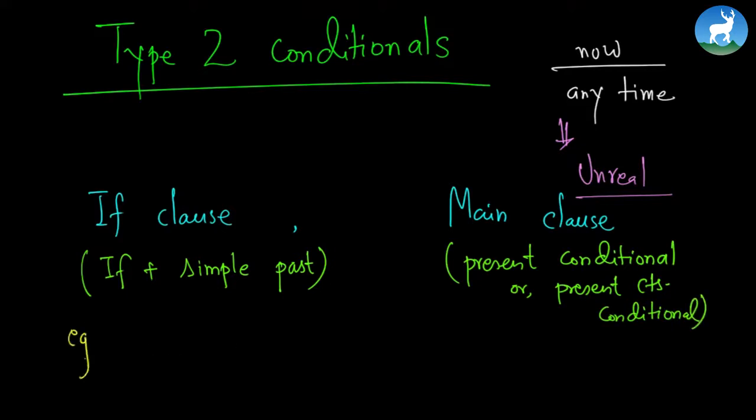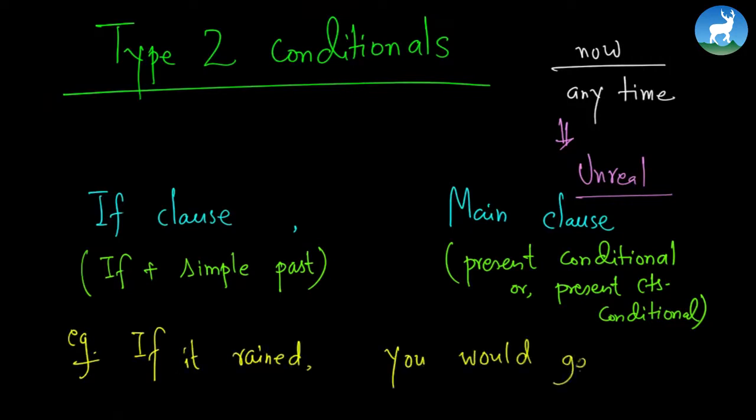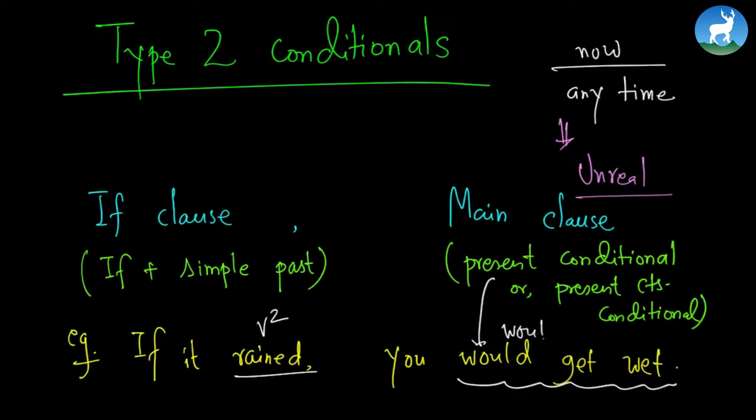Let's write one example. If it rained, you would get wet. So rained is simple past, called V2, and would get wet is present conditional. What is it called? Present conditional. It is would plus V1, that is the present conditional, right? So if clause followed by main clause. If it rained, you would get wet, but it didn't rain, so you didn't get wet. It is now or any time. So it can rain now or it can rain anytime in future. So it is now or future, right? So it can rain right now. Who knows about the weather?